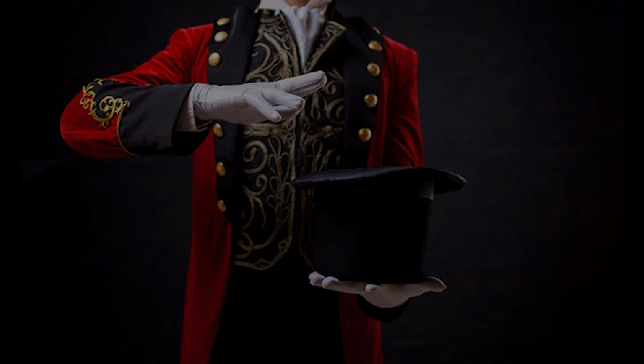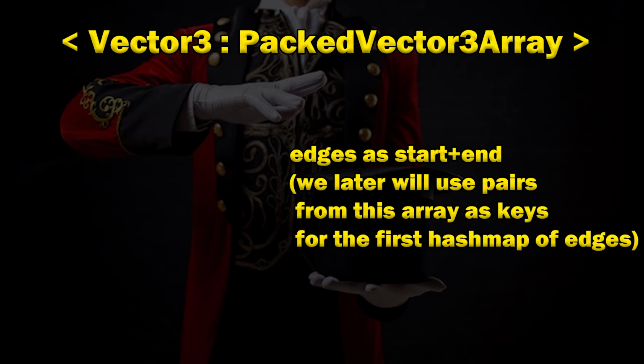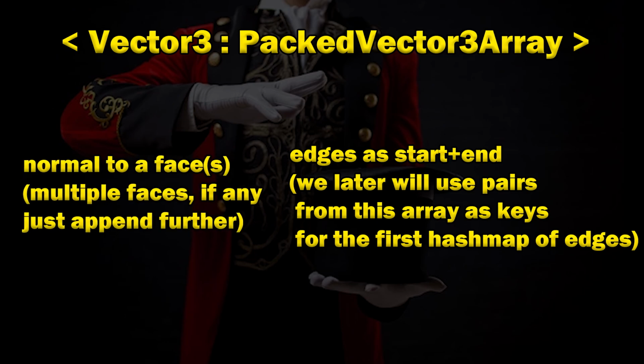Now watch my hands. On the data preprocessing step we make another map. This map will hold relations of a face to its edges. Values will be packed vector 3 arrays, where even indices are starts of edges and odd indices are their ends. And keys will be of type vector 3 and they will represent the normal to the face.